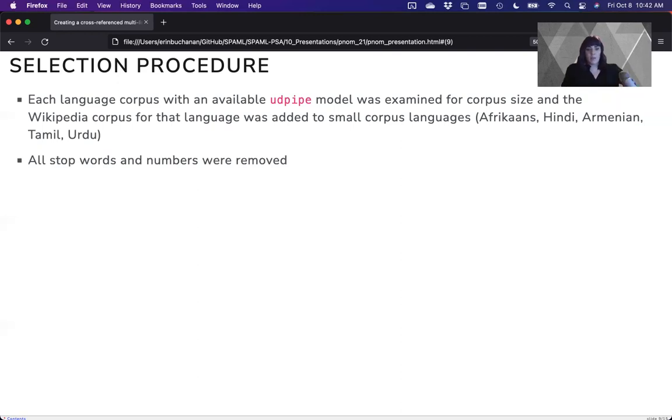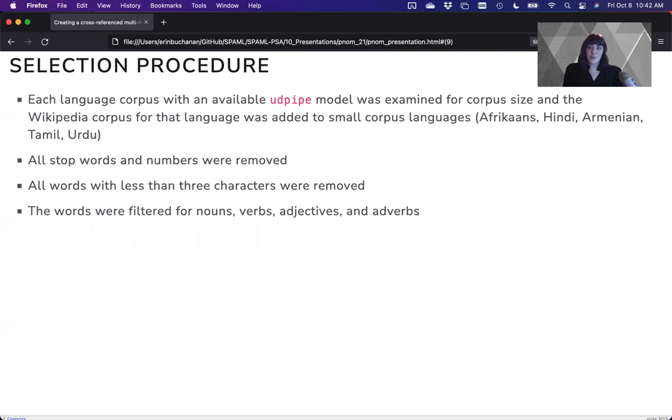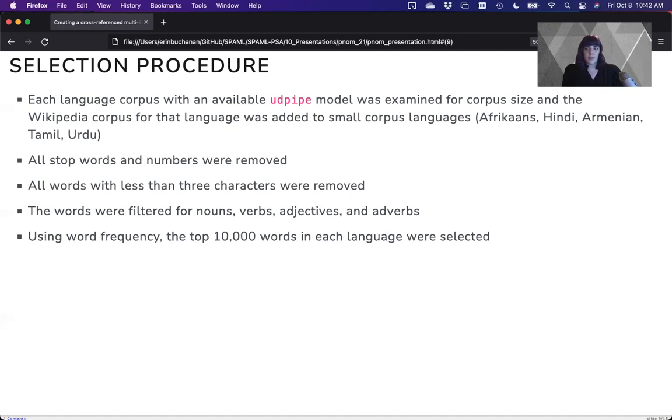Then we took out all the stop words and the numbers from the data set. And these are numbers that are written as numbers. So the word three, if written out, is left in. And then all words that were less than three characters. Great. So now we have all these potential words, and we've processed them with UDPipe, selected out the nouns, verbs, adjectives, and adverbs. And then using their word frequency from the subtitle corpora, we took the top 10,000 words in each language.